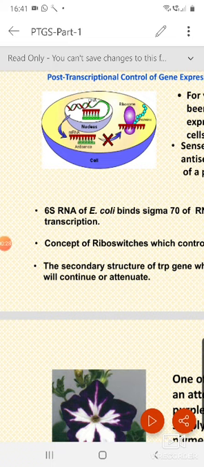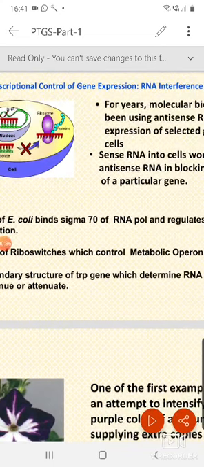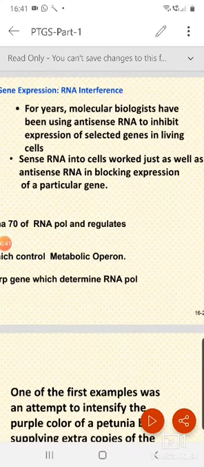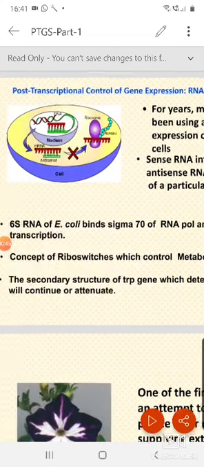Transcription is going on inside the nucleus, after which the mRNA comes outside into the cytoplasm, followed by translation. For years, molecular biologists have been using antisense RNA to inhibit expression of selected genes in living cells. What is the meaning of that?